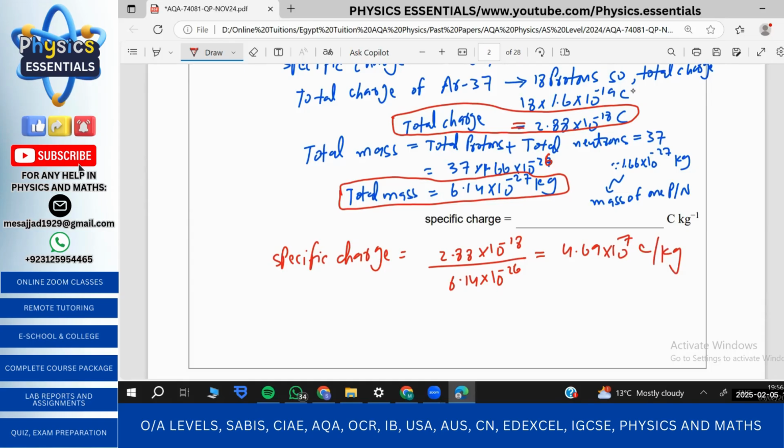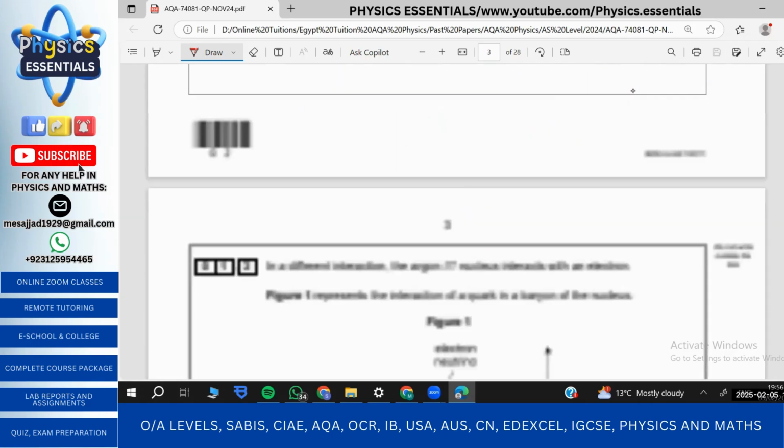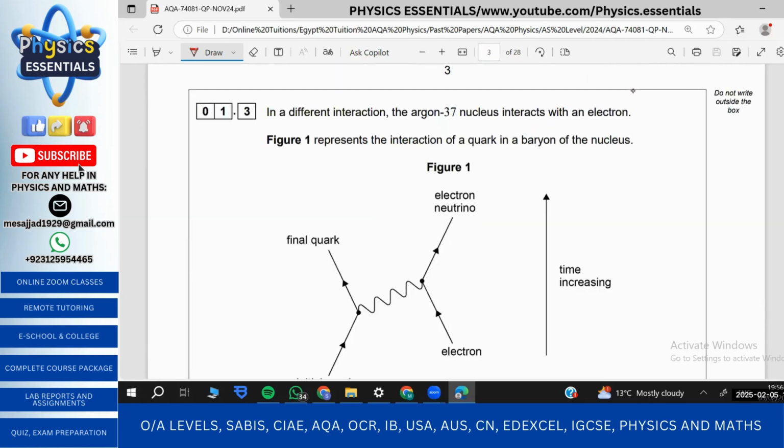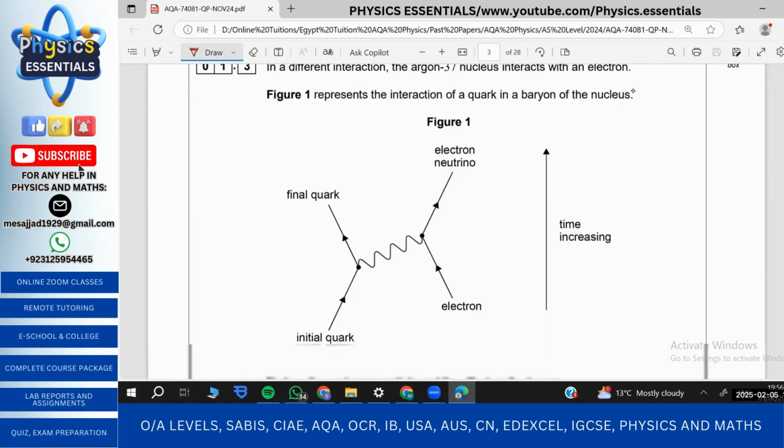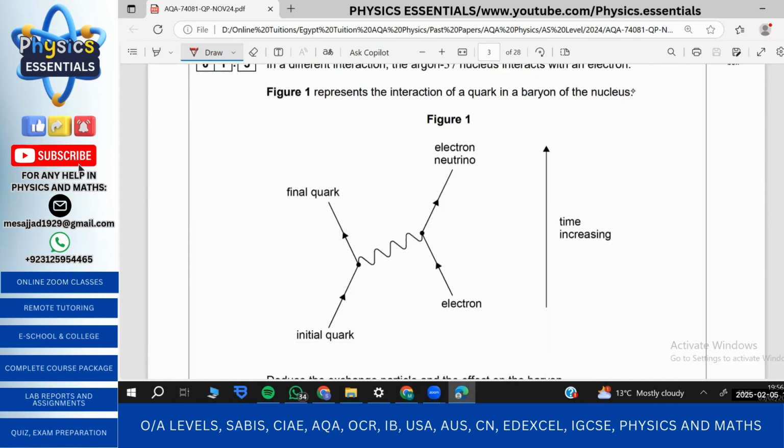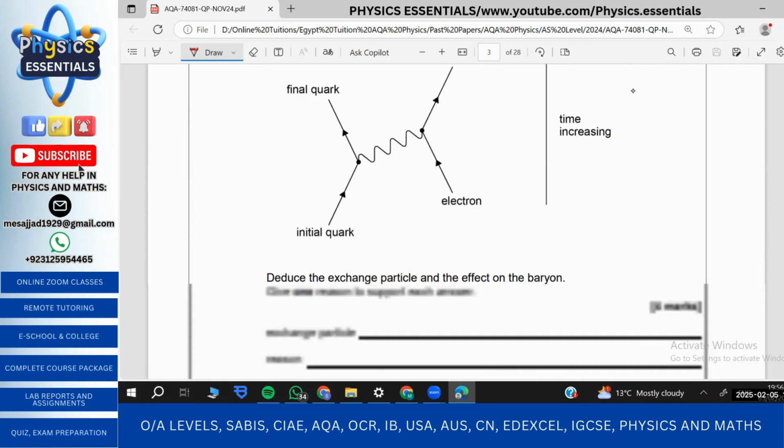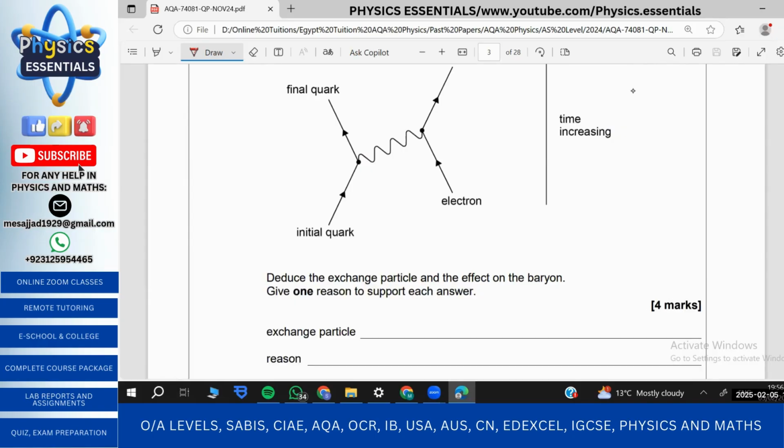Okay, right, so let's move on to the next part. In a different interaction, the argon-37 nucleus interacts with an electron. Figure 1 represents the interaction of a quark in a baryon of the nucleus. Deduce the exchange particle and the effect on the baryon. Give one reason to support each answer.